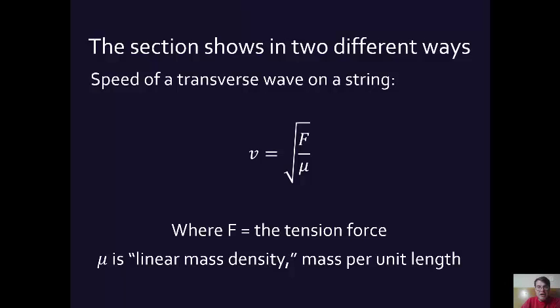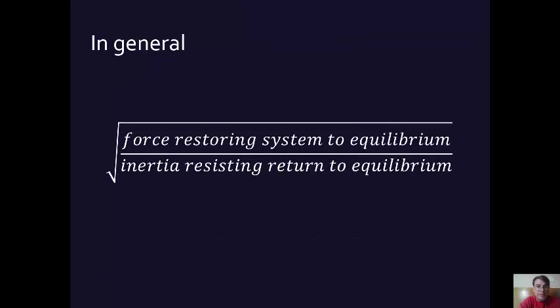So in general, the velocity of a wave, the propagation speed of a wave, is going to be the square root of the force wanting to restore the system to equilibrium divided by the inertia that's resisting the return to equilibrium. So mu, the linear mass density, is basically resisting, as a body in motion wants to stay in motion, and so that linear mass density is going to be resisting the restoring force.